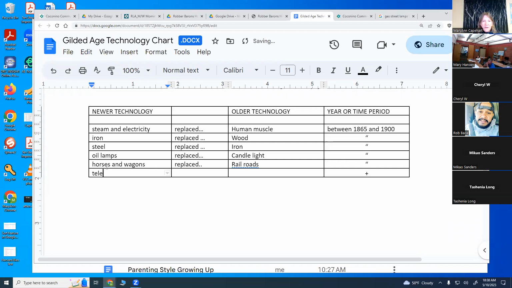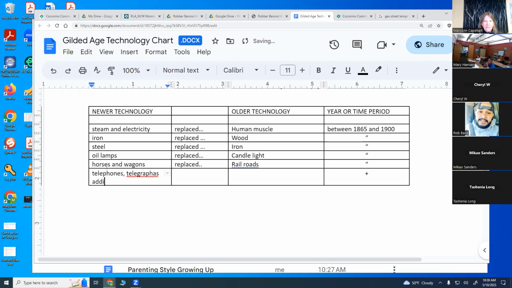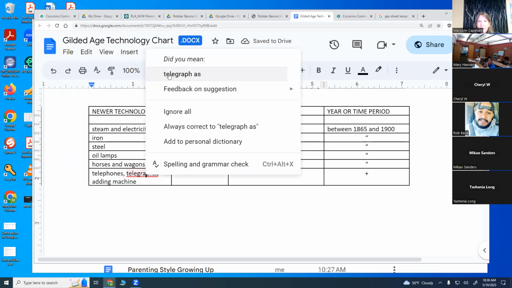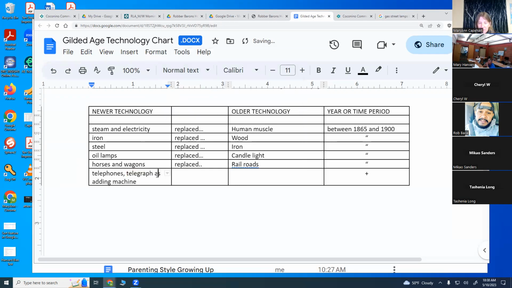So what did it say? Telephones. Did it say telephones, telegraphs, and what? Adding machines. I can't remember, my short-term memory is shot. Telegraphs. Telephones, telegraphs. Yeah, telegraphs were huge.